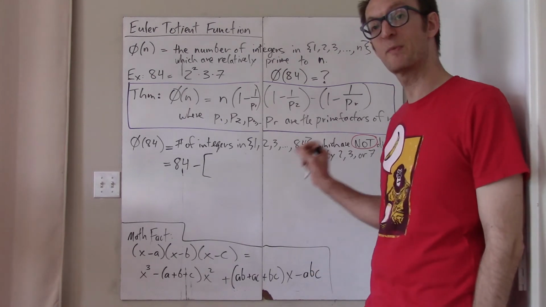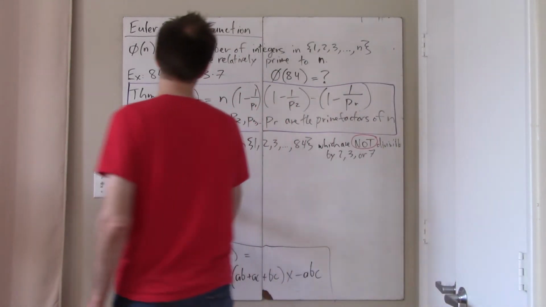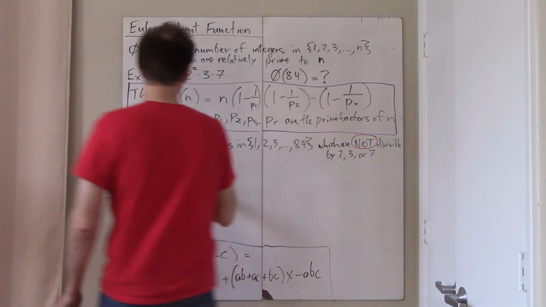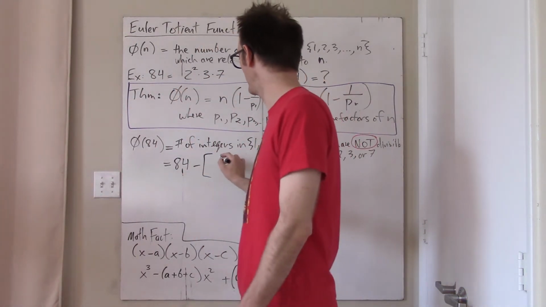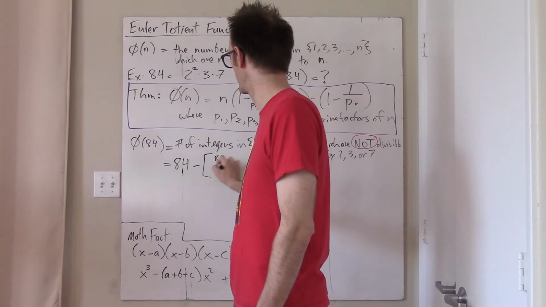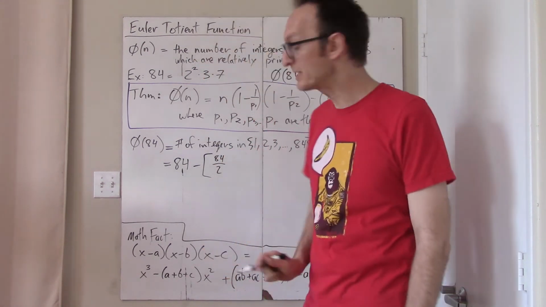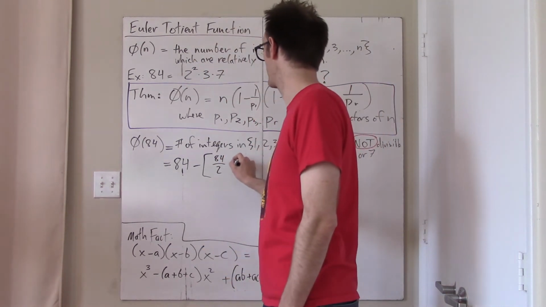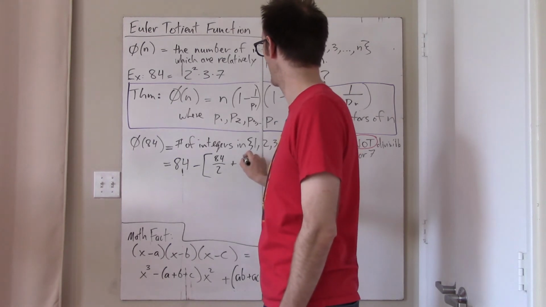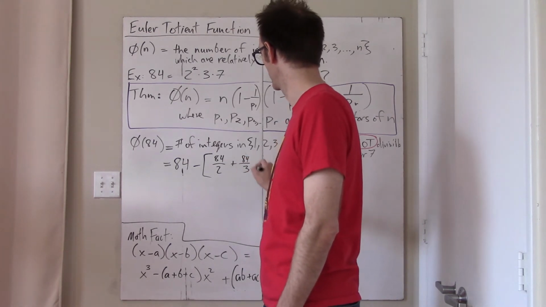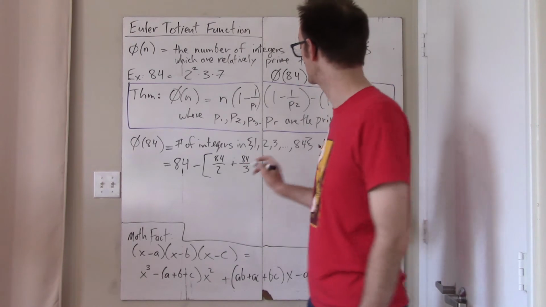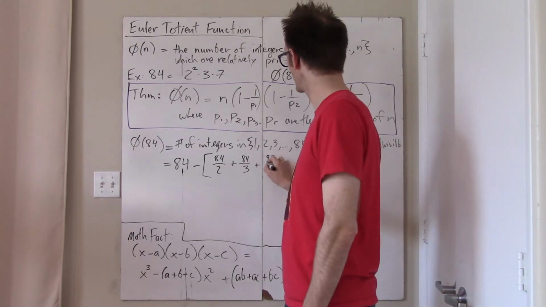Well, how many numbers are divisible by 2? Because 2 is a factor of 84, it's going to be 84 divided by 2. How many numbers are divisible by 3? Well, that's 84 divided by 3. How many numbers are divisible by 7? Well, that's 84 divided by 7.